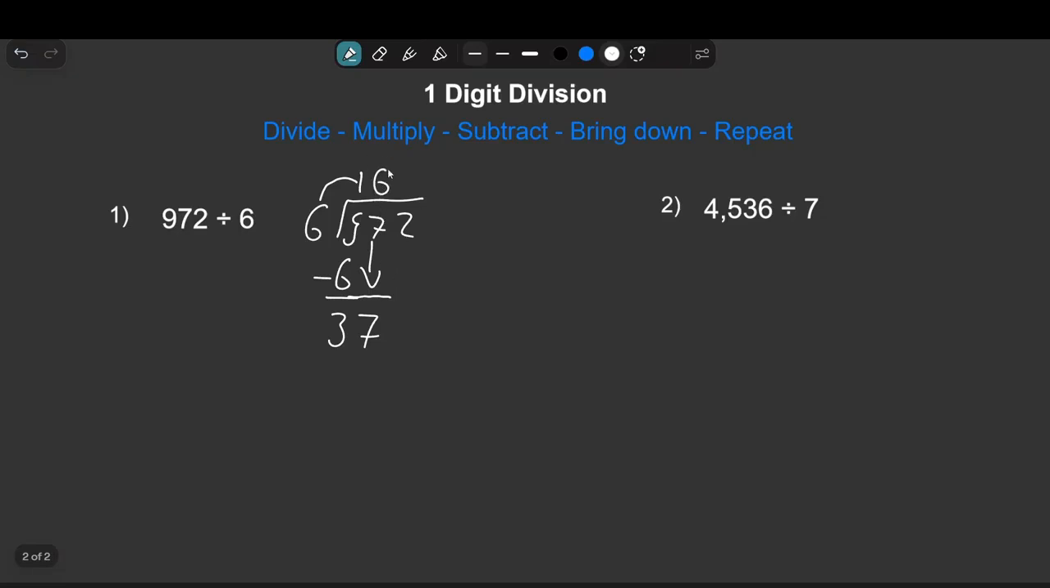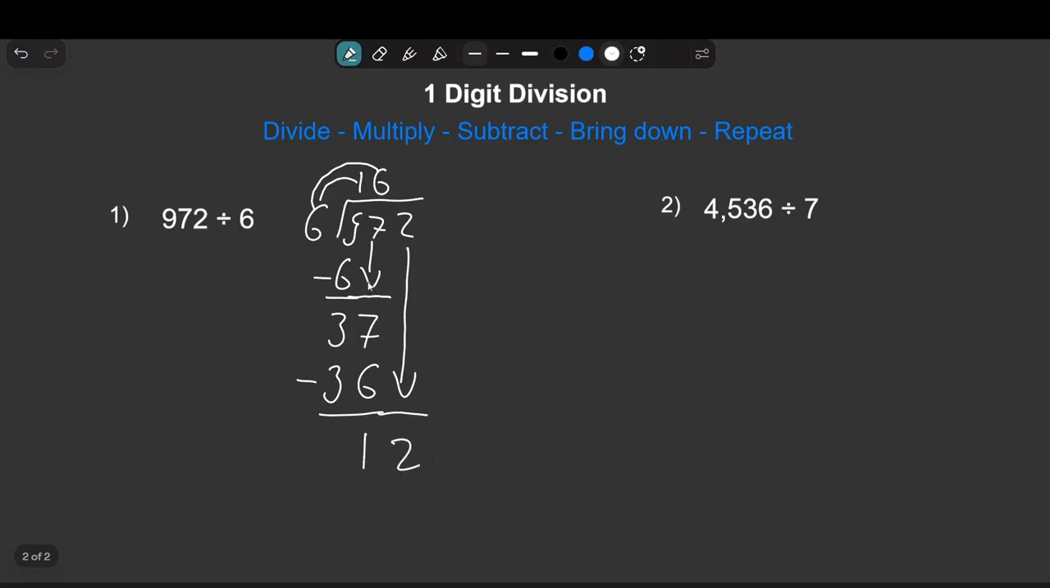Now again, we're going to do the exact same thing. We're going to multiply 6 by 6. 6 times 6 equals 36. So we write it down here and we subtract again. 37 minus 36 equals 1. Now we have to do this step, bring down. So we bring down our last digit and we get 12.